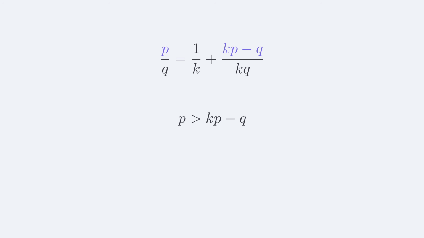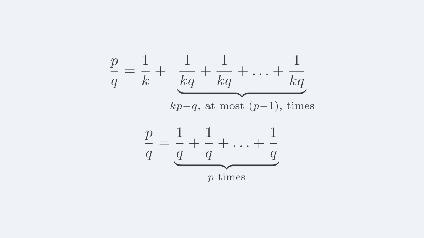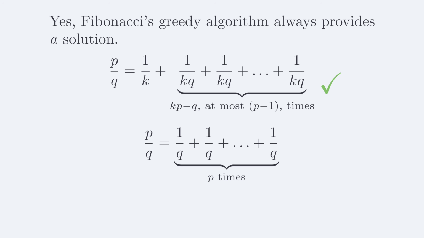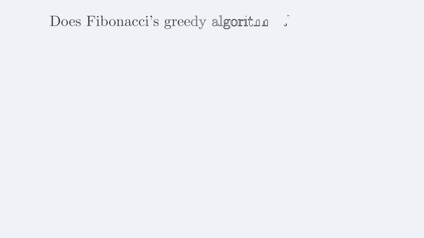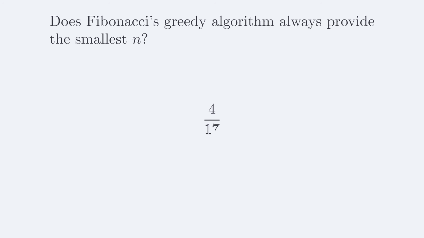The remainder's numerator is strictly less than the original fraction's numerator. This suggests that the Fibonacci greedy algorithm will perform no worse than our naive expansion. Therefore, we can conclude that Fibonacci's greedy algorithm will always provide a solution. But does that solution come with the smallest n? Unfortunately and unsurprisingly, the answer is no.